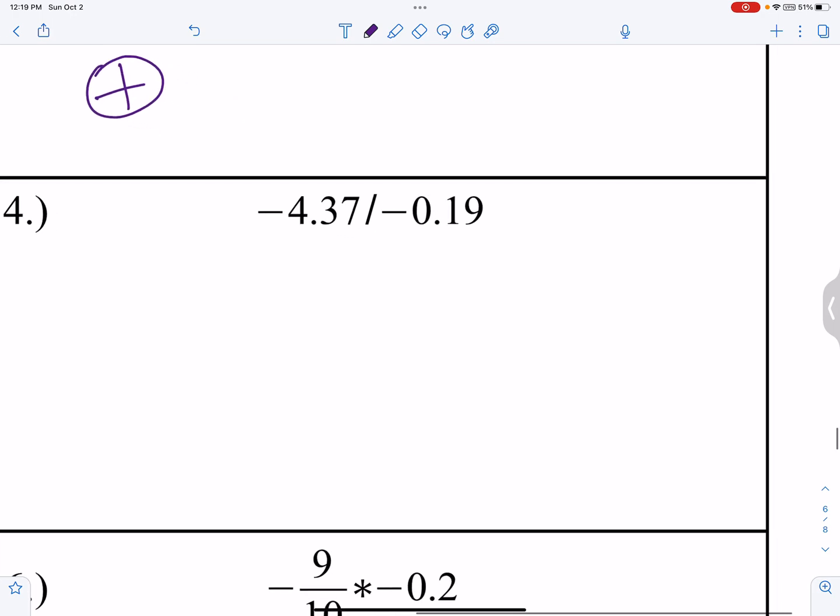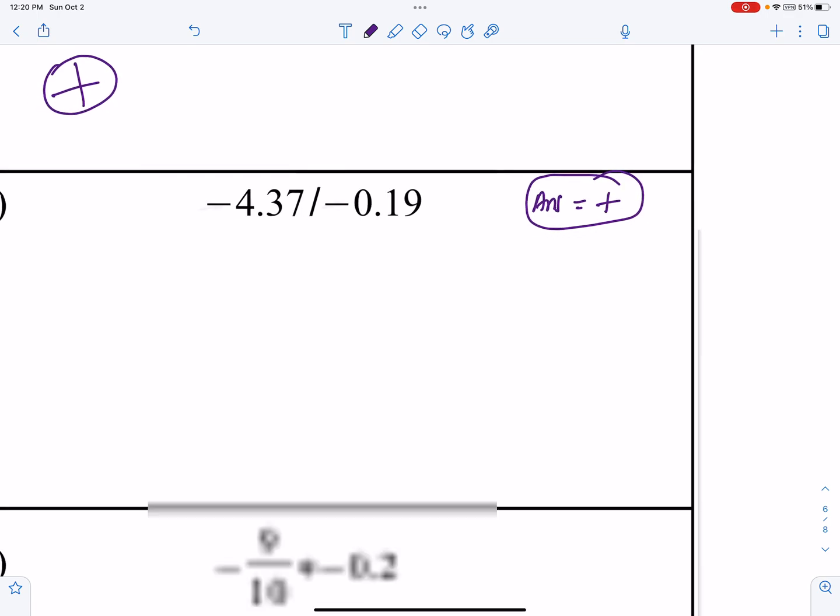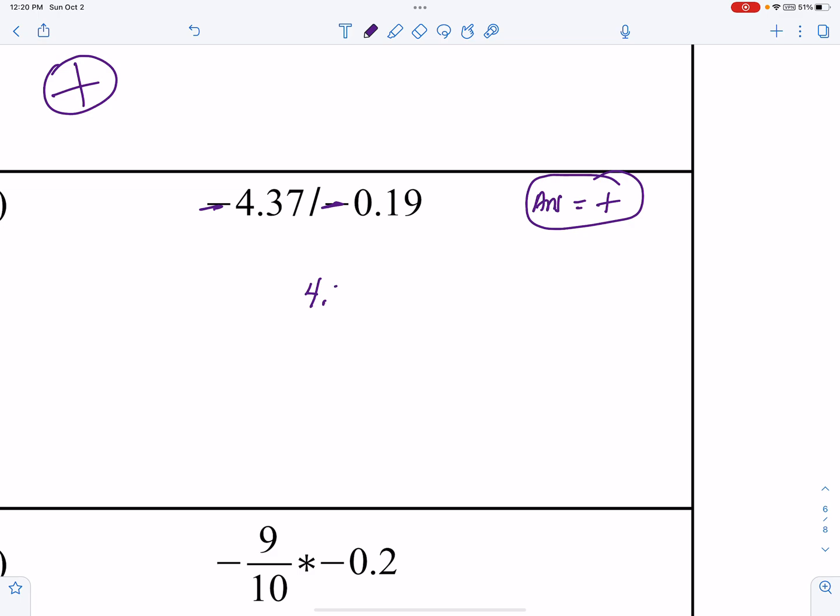Okay, all right, next one, we have another division problem. I hate to hate, which means my answer is actually going to be love or positive. Let's go ahead and set up our problem. So we have 4.37 divided by 0.19. Because my answer is positive, I'll just leave nothing there. I don't need to write a positive up there.